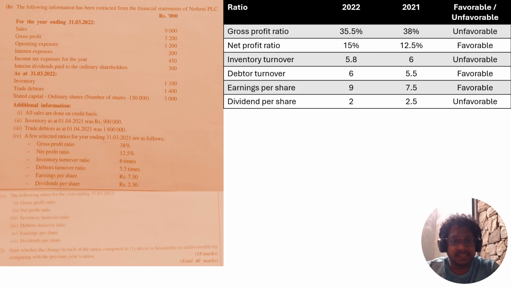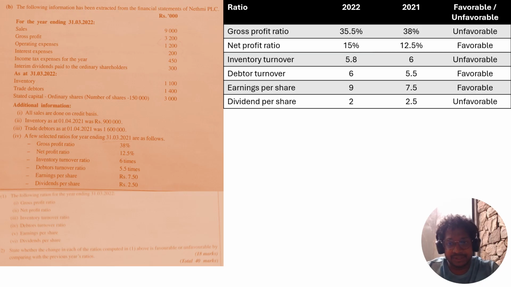And in the other case, they are asked to compare and state whether the effects, compared to the last year, are favorable or unfavorable to the business. So first, they asked to compare the gross profit ratio. In 2021, the gross profit ratio is 38%, and in 2022, the gross profit ratio is 35.5. So compared to the last year, the gross profit ratio was reduced, which means that is an unfavorable situation to the business compared to the last year.